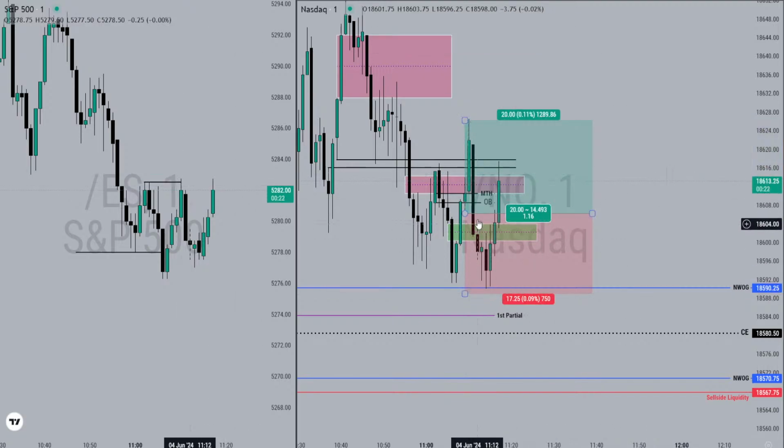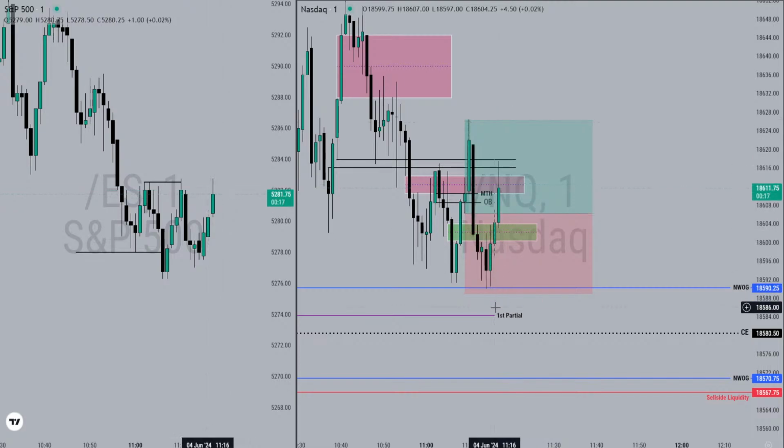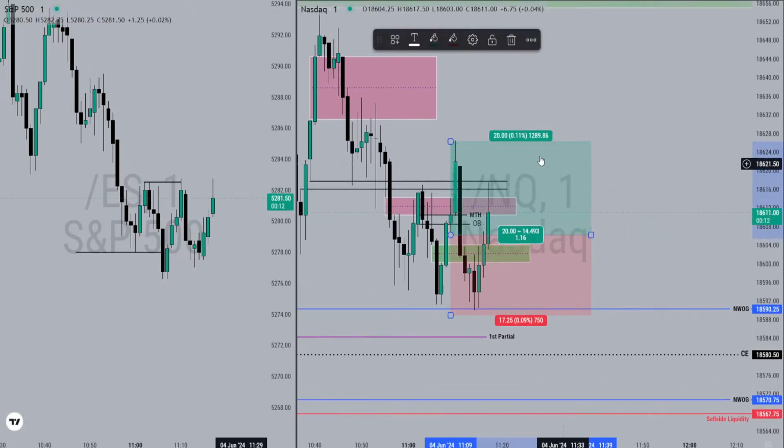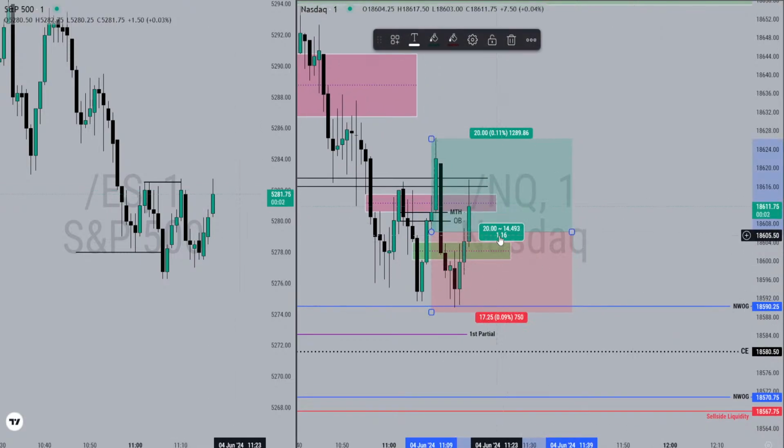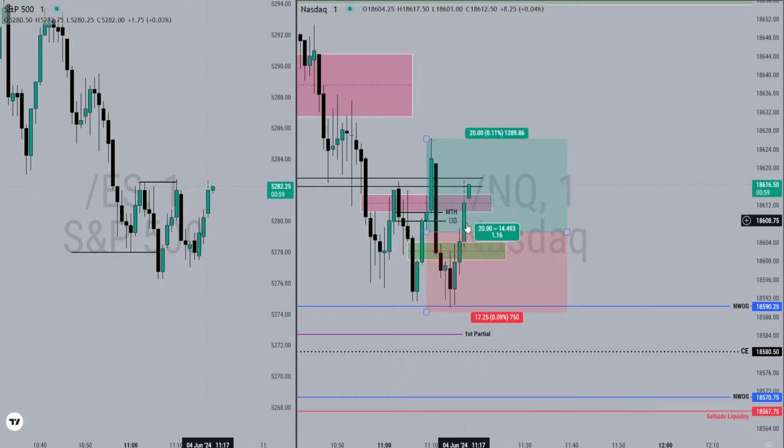You can't move your stop loss. Either it hits your target or it hits your stop loss. This is the rule of the macro. 20 handles should be your target, and wherever your stop loss will be, don't panic about the risk to reward ratio. Trust me, 99% of the time you will be the winner of the macro entry. This is the third time I'm telling you.